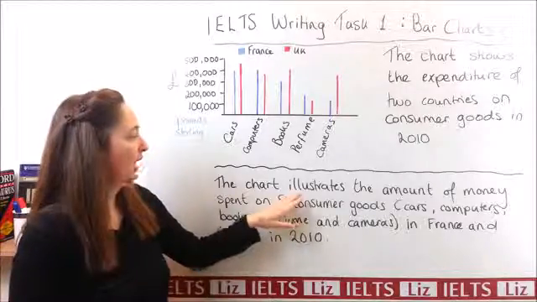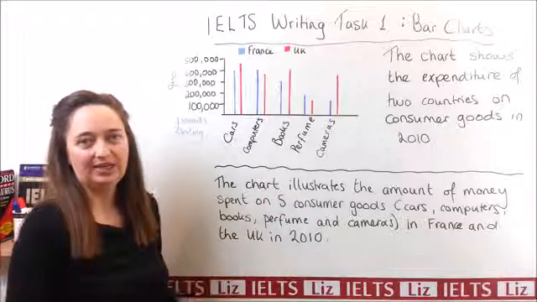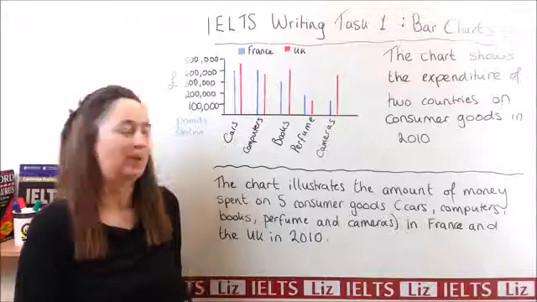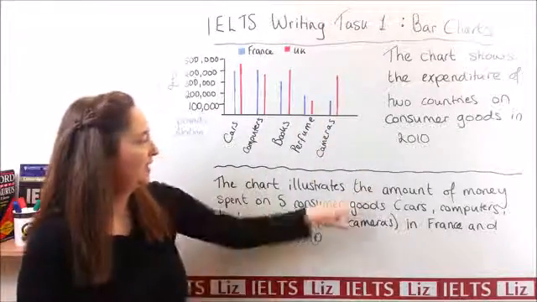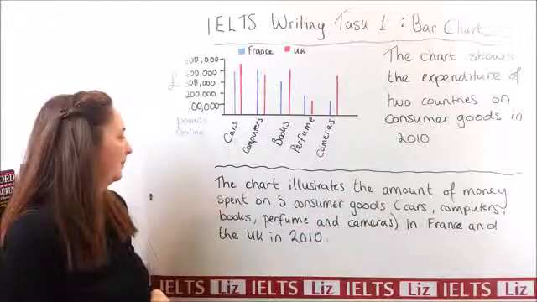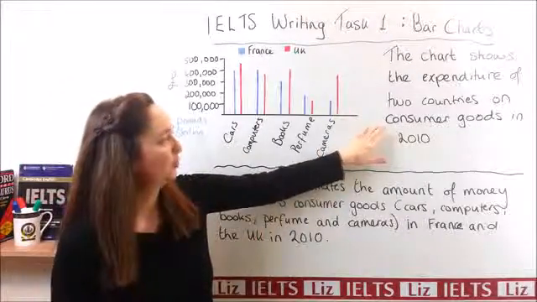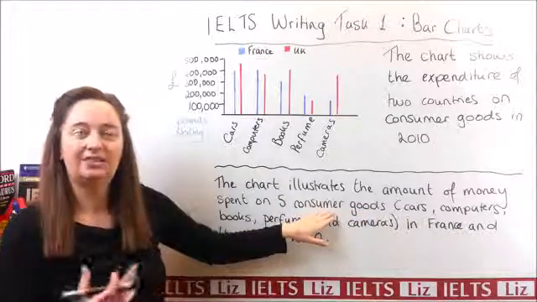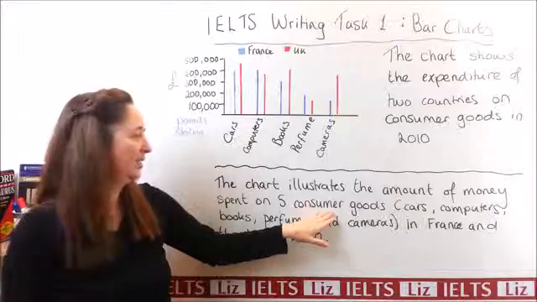Then we will take a look at the verb. They say shows. We can use illustrates. You could also say gives information about. They say the expenditure, and I say the amount of money spent. That's a very nice paraphrase. They say that it is the expenditure of consumer goods. So what I've done is I've kept that word. That's the correct word. It's an academic word. I don't want to change it.